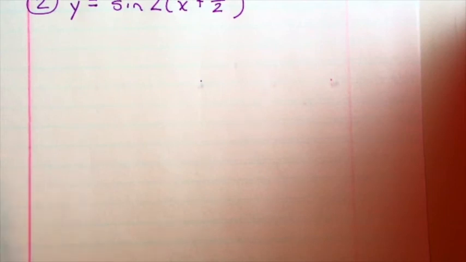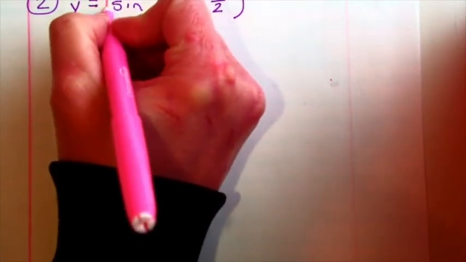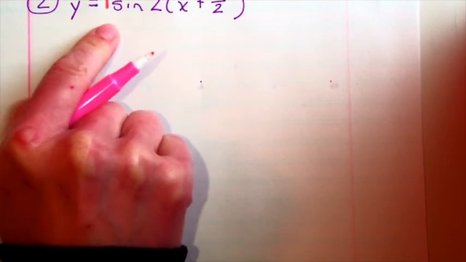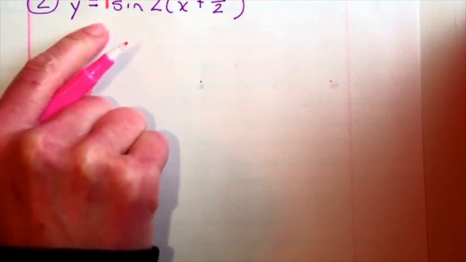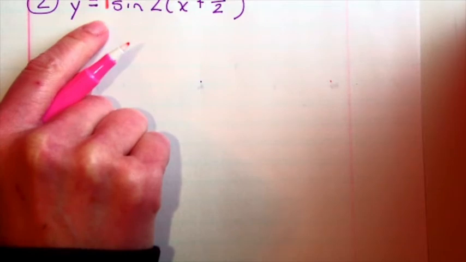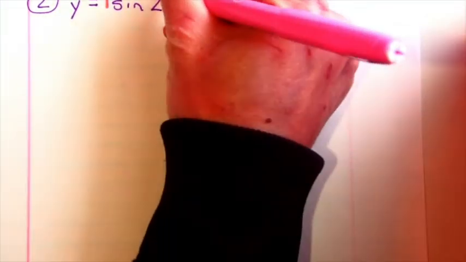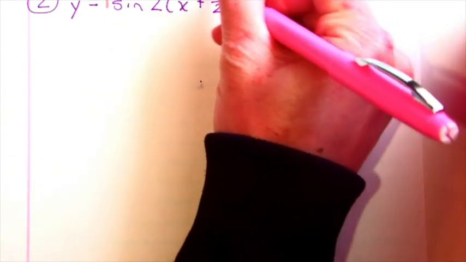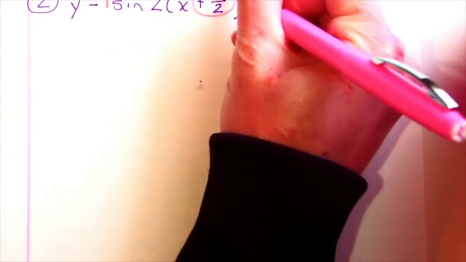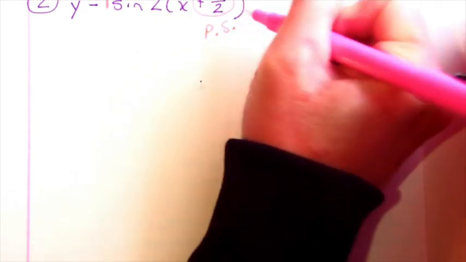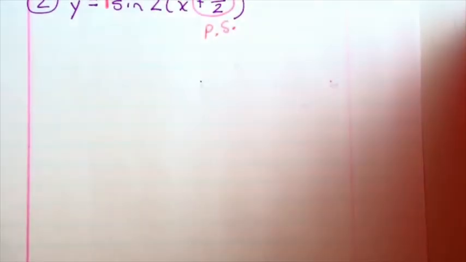So let's label the pieces. So remember, we've got the a out front. For this one, my a value is 1, because if there's nothing out front, then that coefficient is always 1. This is the k value. And then this is our b value, and we call that our phase shift. Sometimes we simply abbreviate that PS for phase shift.